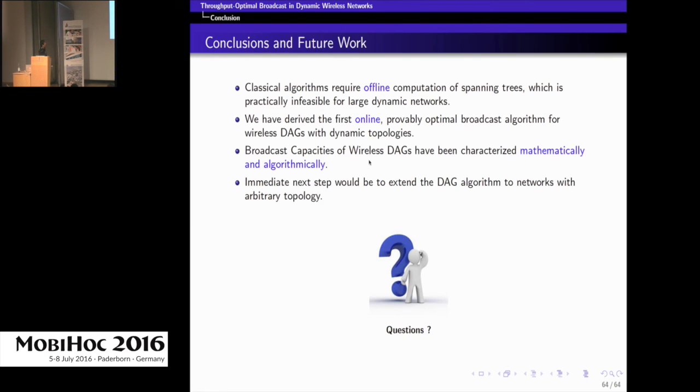Now I conclude my talk by saying that classical algorithms require offline computation of spanning trees, which is practically infeasible for large dynamic networks. What we have derived is the first online provably optimal broadcast algorithm for DAGs with dynamic topology. We have characterized it both mathematically and algorithmically, and the immediate next step would be to extend the DAG algorithm to networks with arbitrary topology. That I'll describe in my next talk.